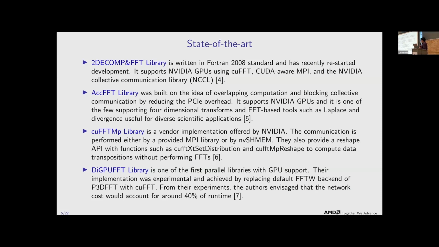One of the oldest libraries, actually one of the first libraries that started with support for parallel FFTs at scale with GPUs, is DiGPath, which intended to move P3DFFT to the GPU level. They just replaced the FFTW backend with cuFFT, and they achieved very good results. Still, in this 2010 paper, they estimated that when we get to exascale, 40% of runtime will go to communication. But nowadays, we know that it can be over 95% of runtime, or everything on communication.